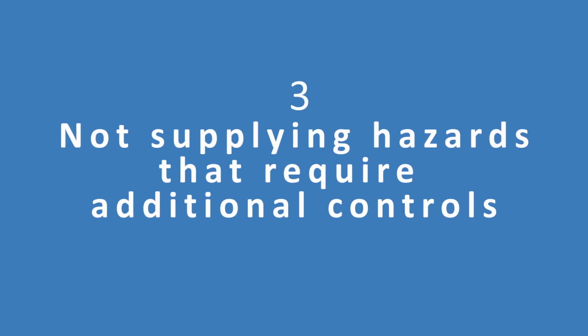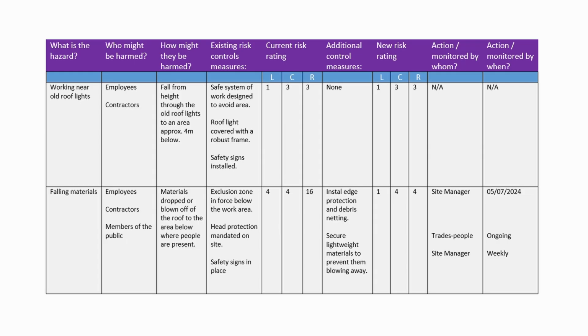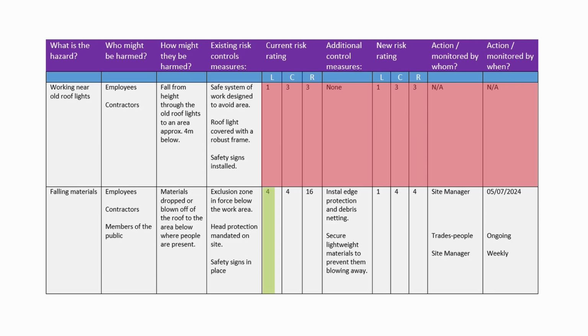So number 3, not supplying hazards that require additional controls. The hazards need to have additional controls in order to gain marks. The example here shows when a hazard has been chosen that does not require additional controls. This loses marks as we need to see that the concept of re-evaluating risk rating after control measures are applied is understood. To ensure this is avoided, make sure all the hazards you have identified are not currently adequately controlled and require additional control measures.